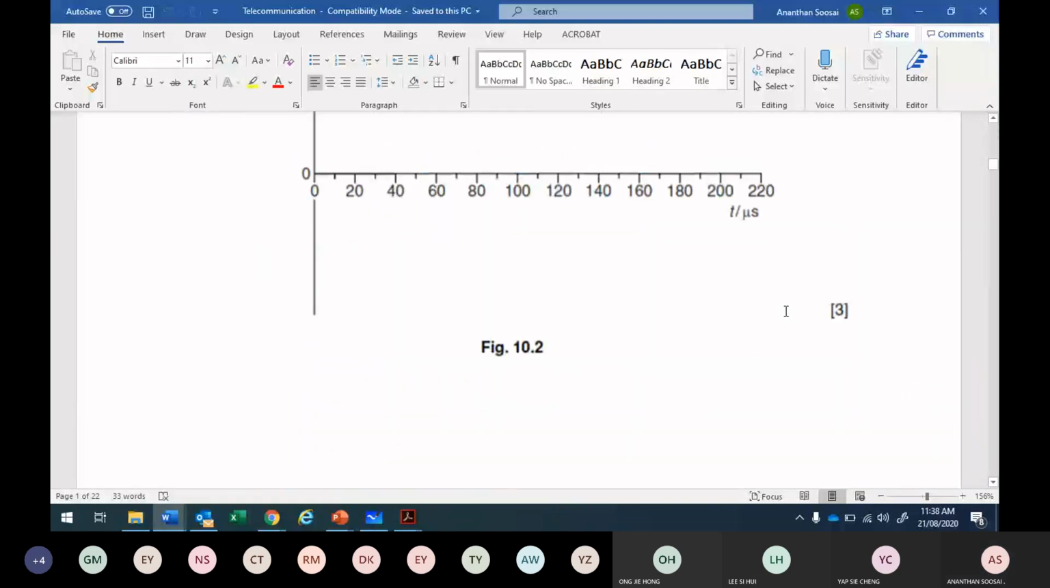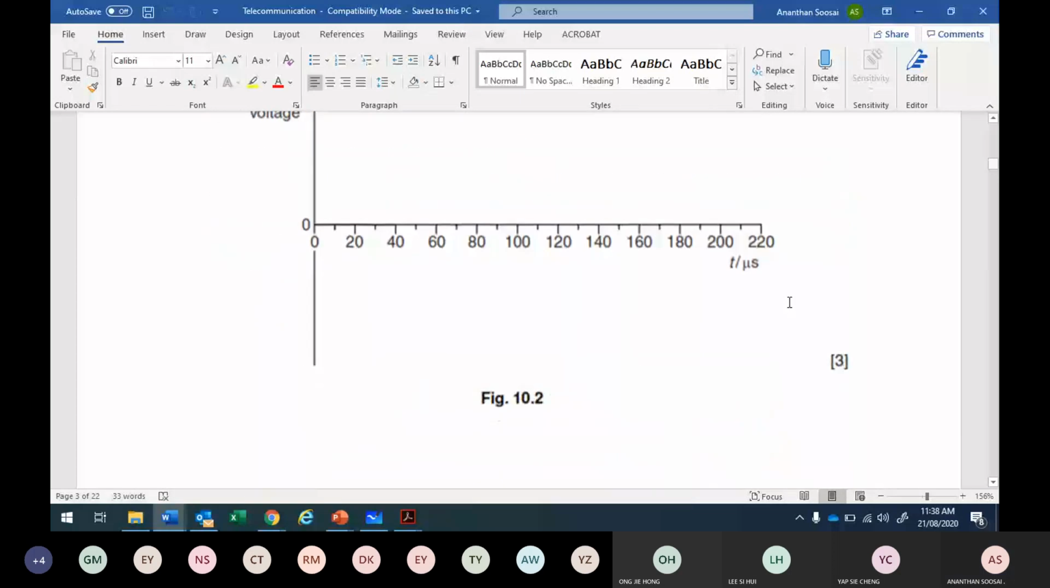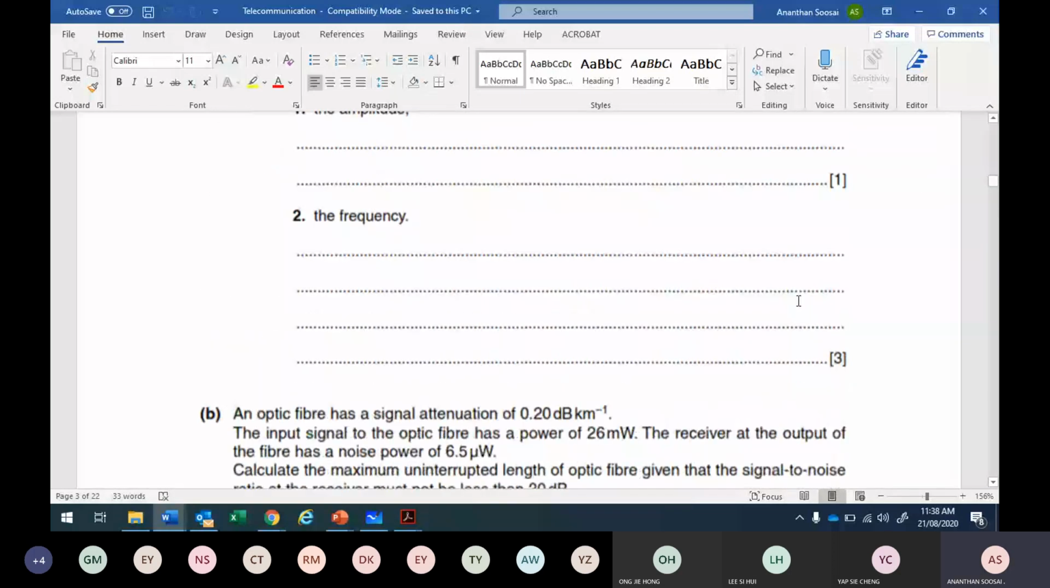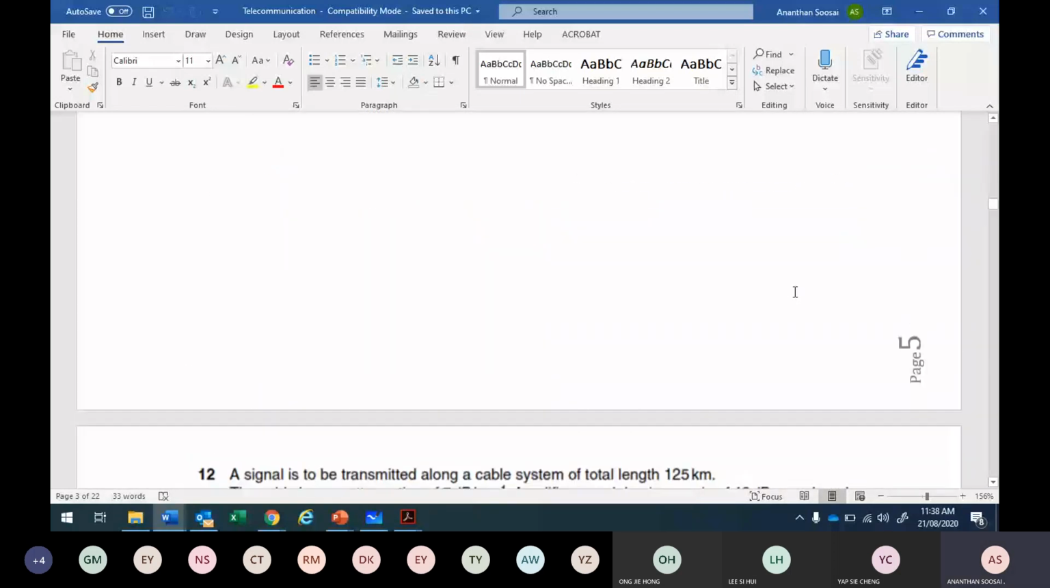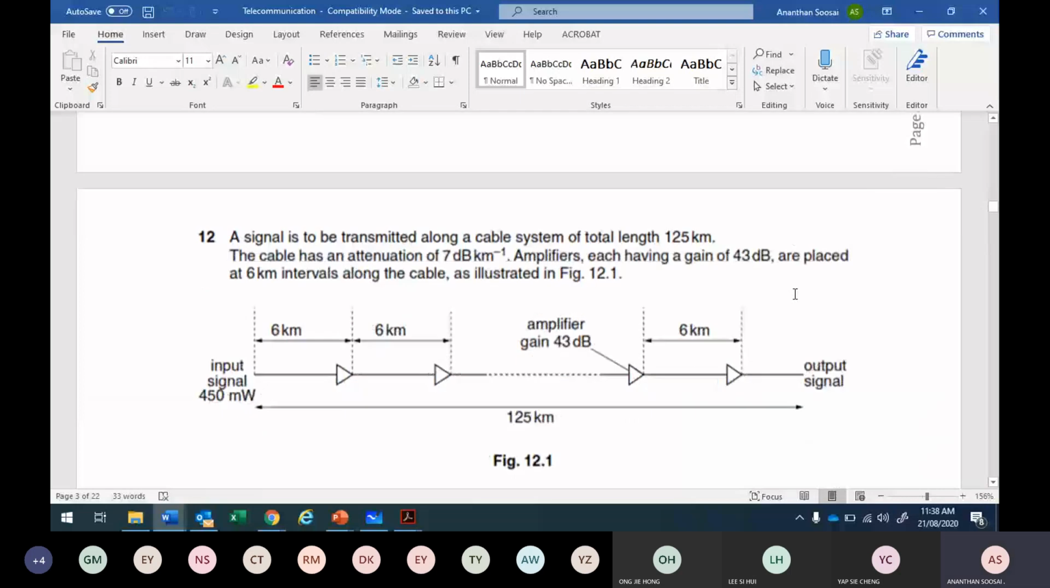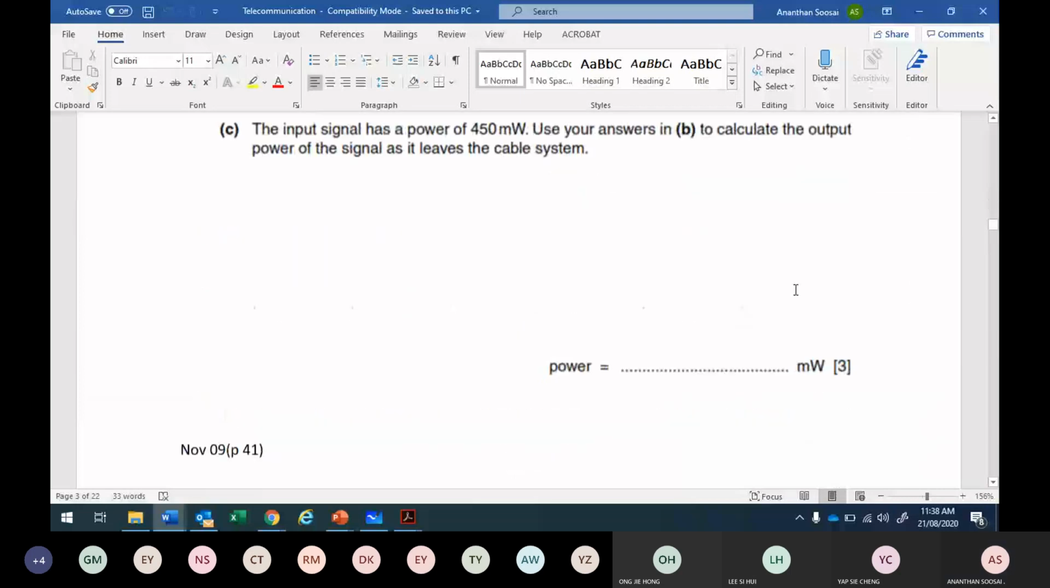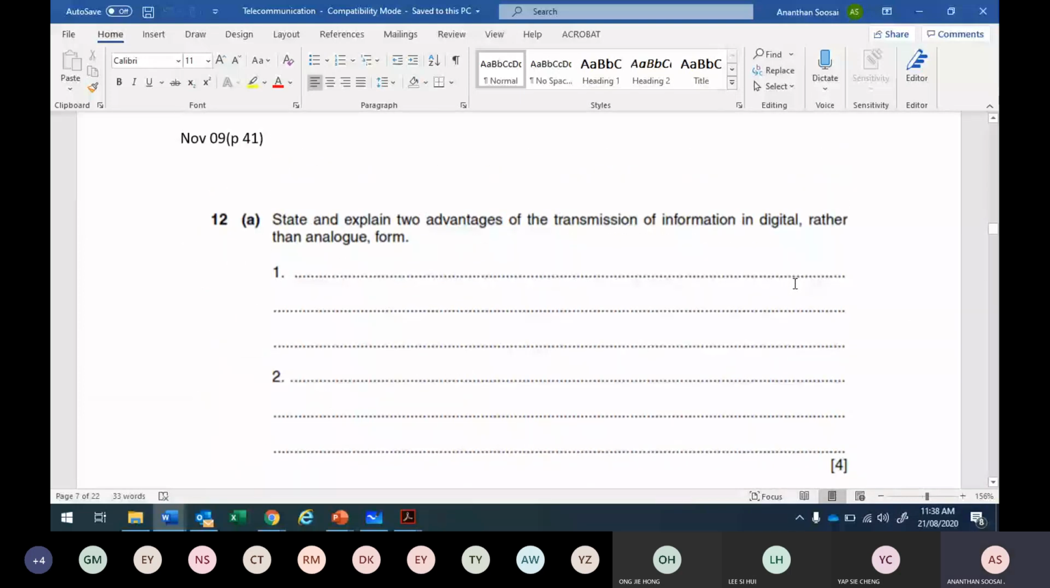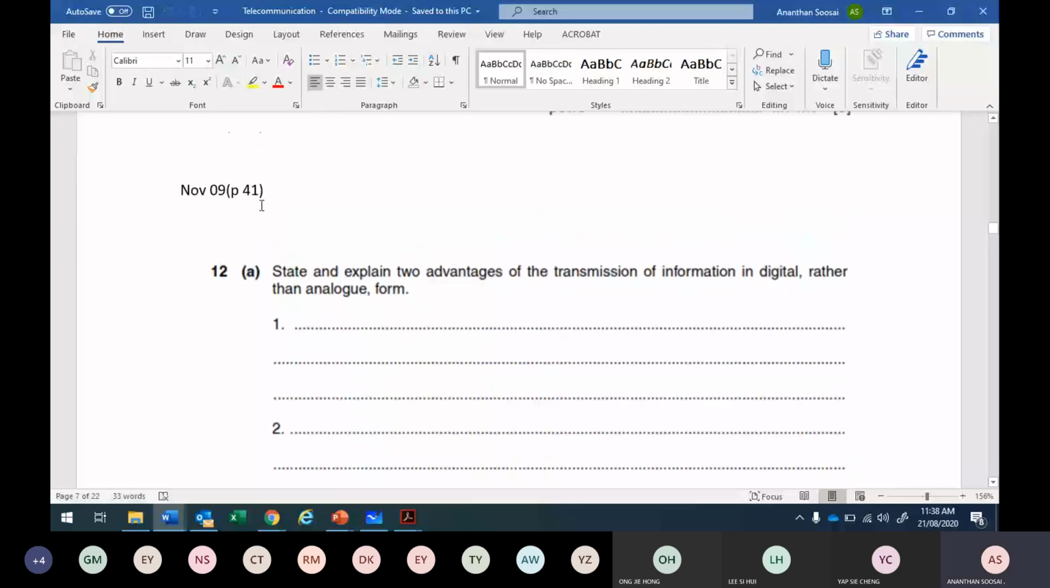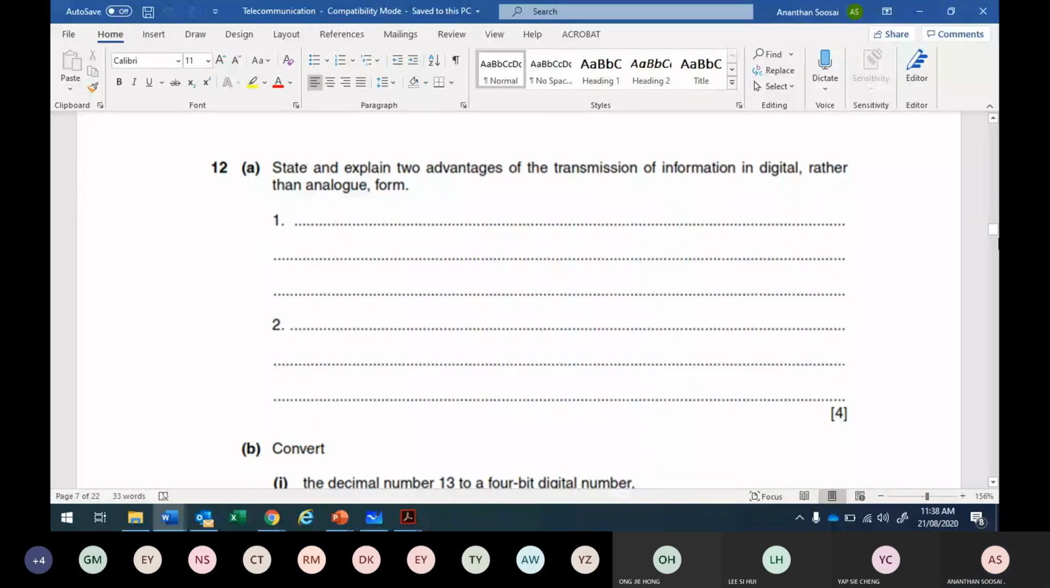This is AM. We already done this. This is AM. I go for digital. Okay. Number 9, paper 41. Question 12. So, what is the answer? How do you answer the part A?